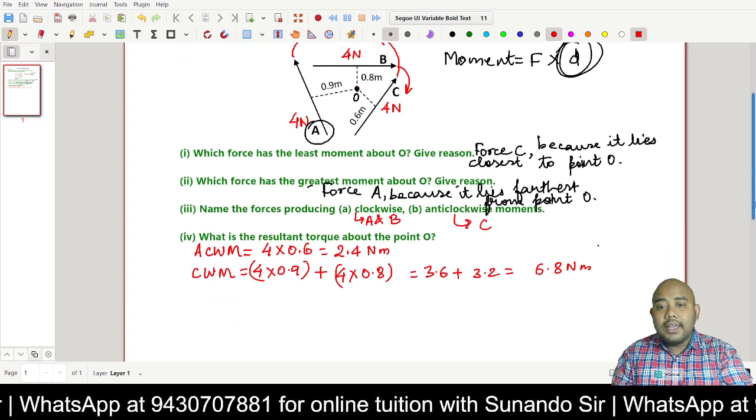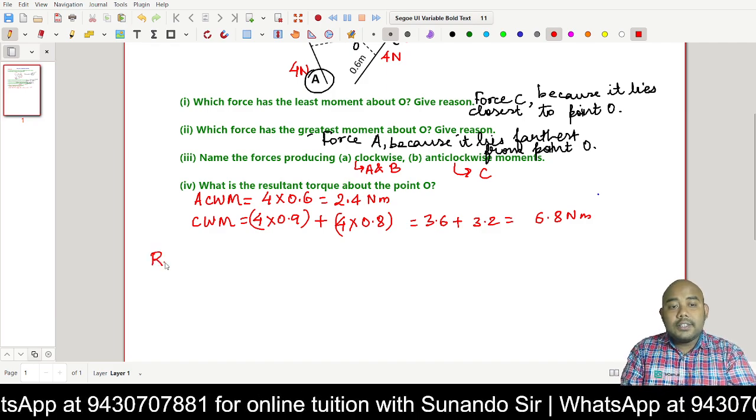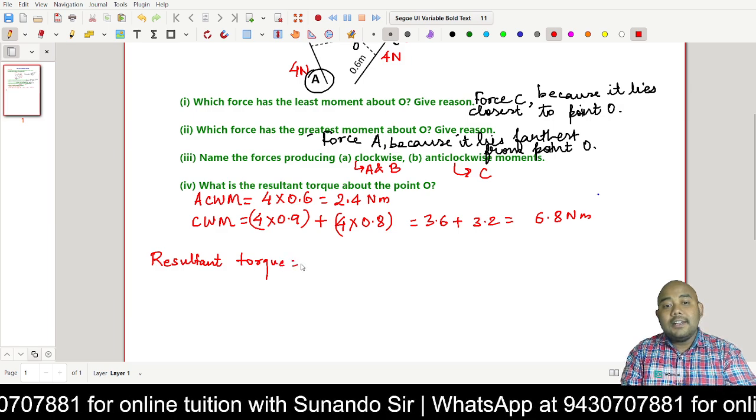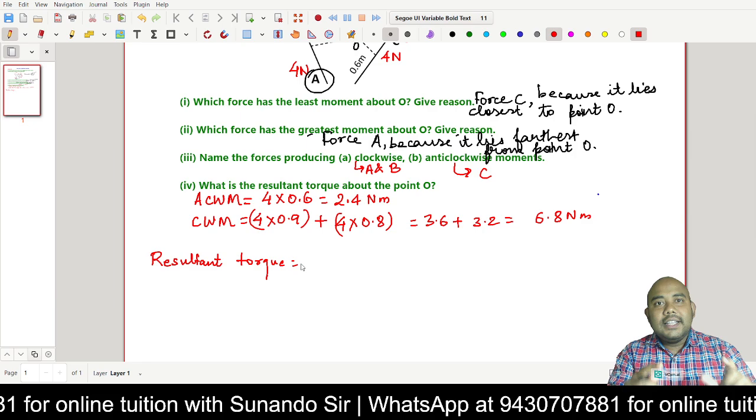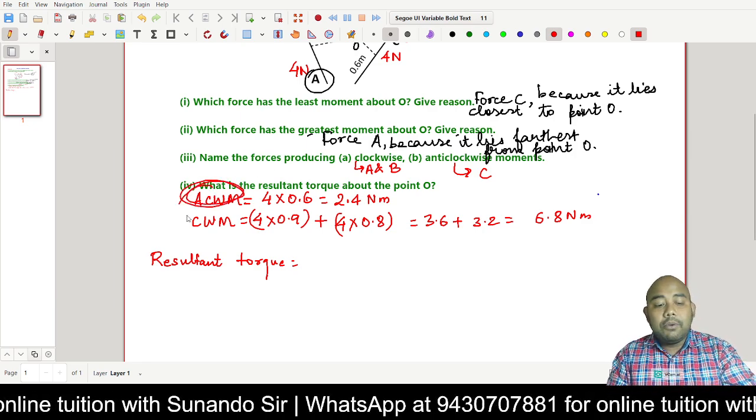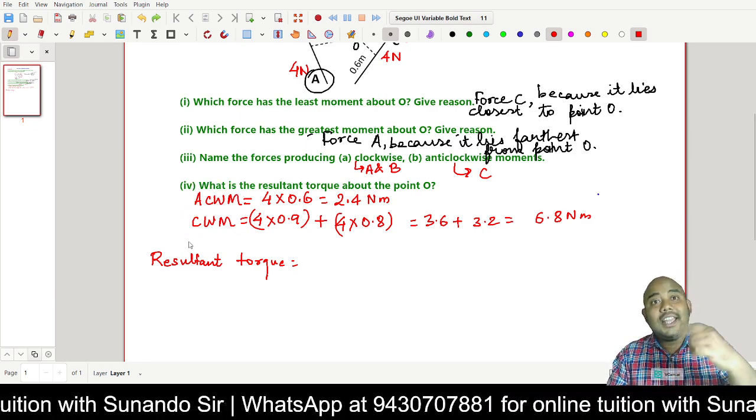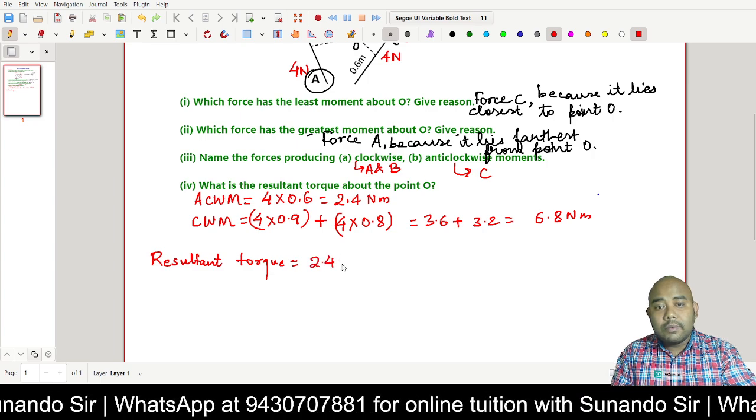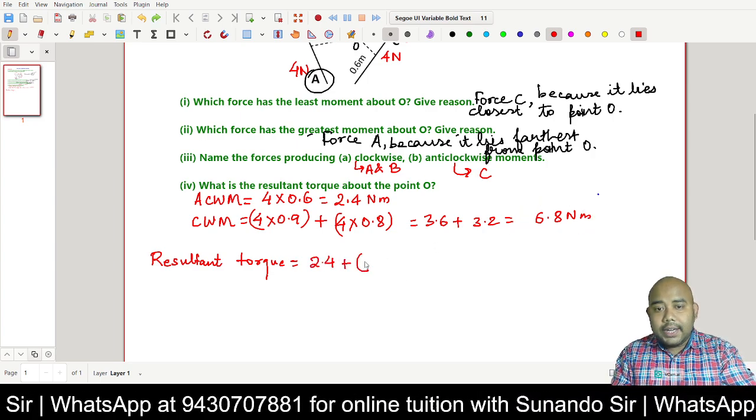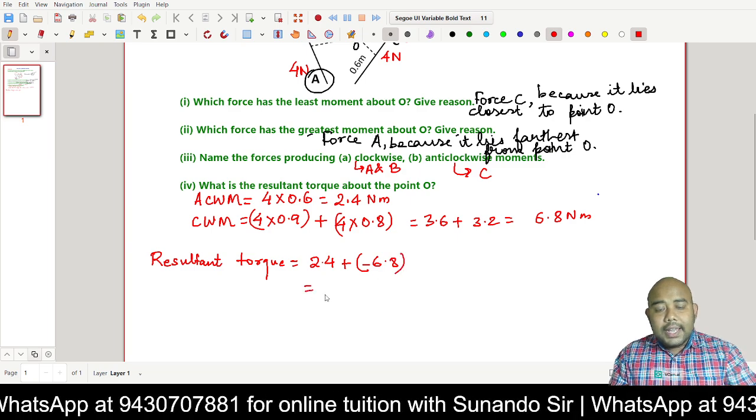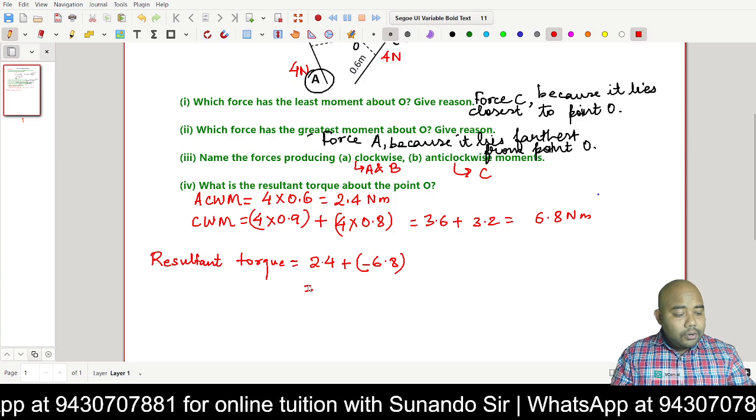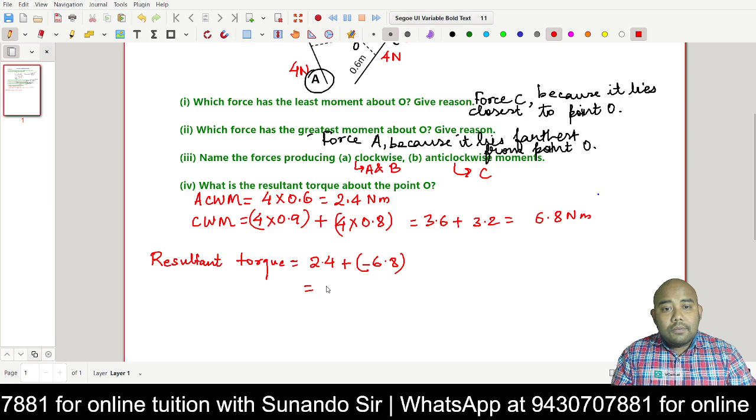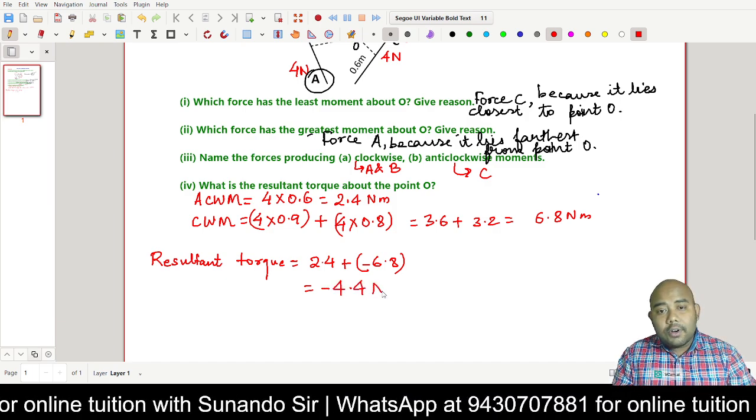Now how do we calculate the resultant torque? Resultant torque is simply adding them but with the sign. Here when I say sign, you have to understand that anti-clockwise moment is always taken positive, clockwise moment is always taken negative by convention. So this 2.4 is positive because it is anti-clockwise moment, plus this 6.8 is negative because it is clockwise moment. So when you do 2.4 minus 6.8, that gives you minus 4.4 Newton meter.